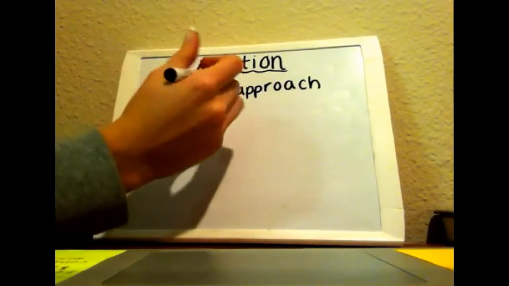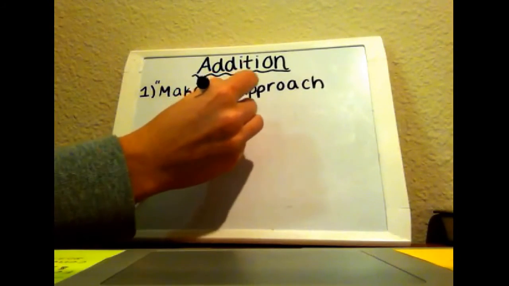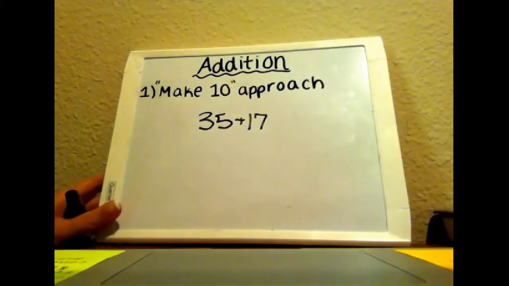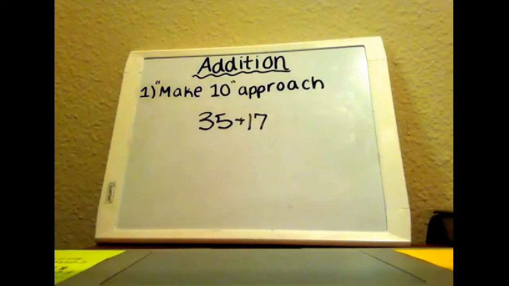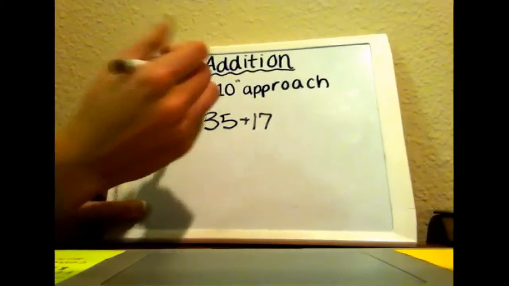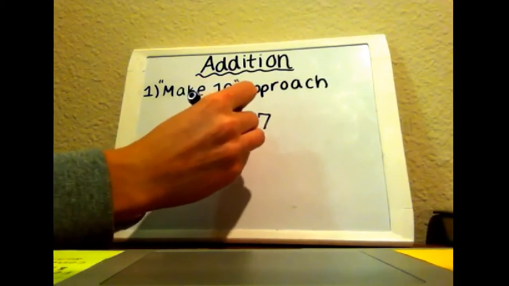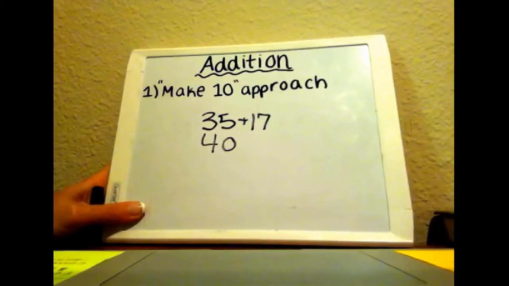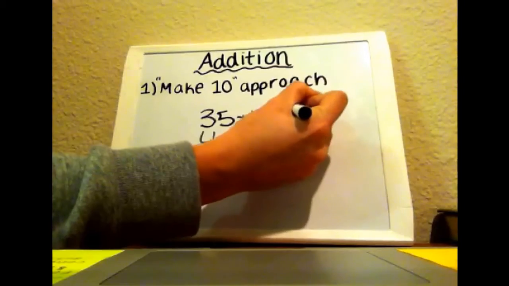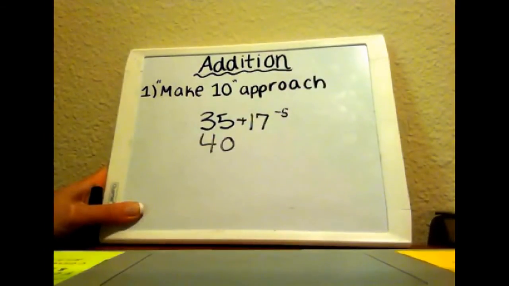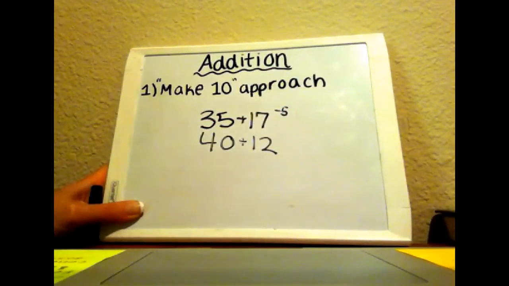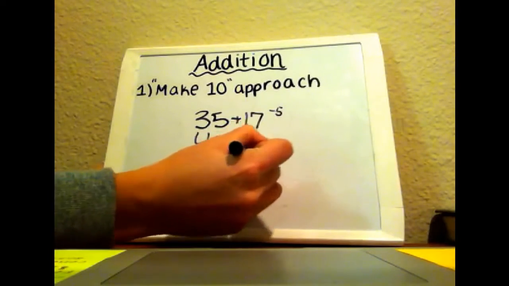So for the next problem, we will look at 35 plus 17. So we want to get our first number to a multiple of 10. Now the closest multiple of 10 to 35 is 40. But to get 35 to 40, we had to add 5, which means that we now must take 5 away from 17. So 17 minus 5 is 12. So the problem now becomes 40 plus 12, which is 52.